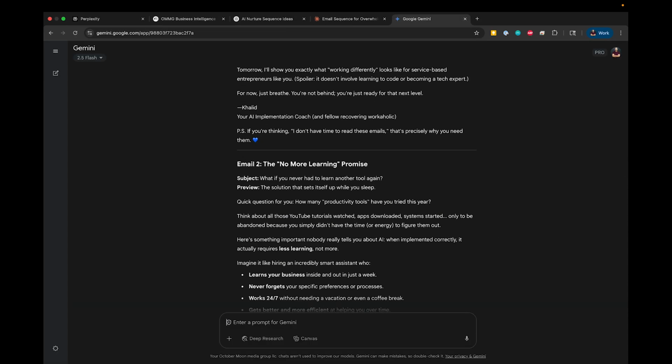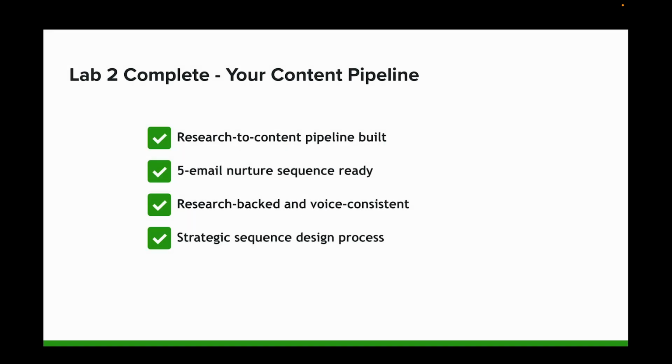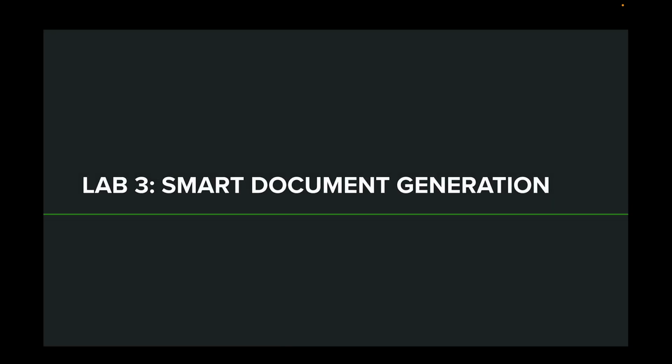We now have a systematic research to content pipeline that creates strategic marketing materials based on real market intelligence. That's 2 labs down, and you now have an AI persona and a content creation system. Let's move to our final lab, smart document generation.